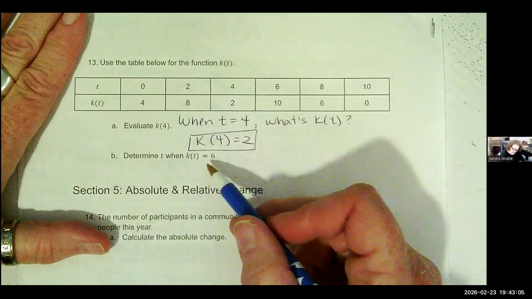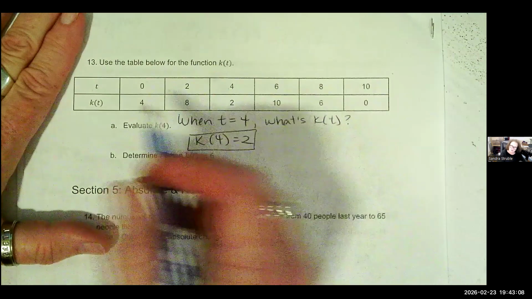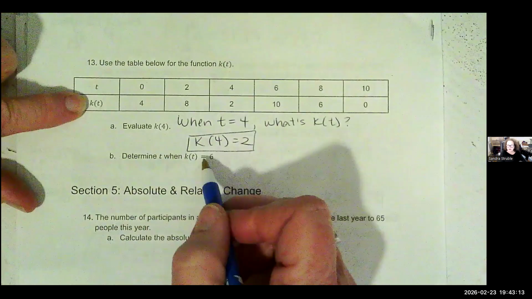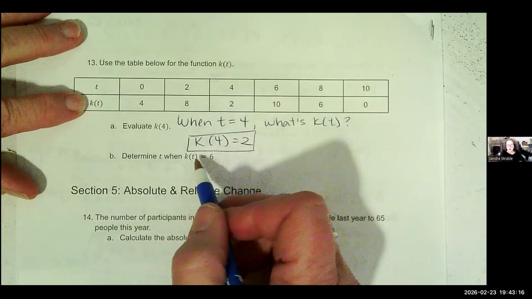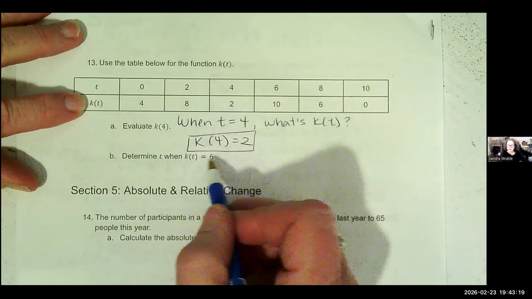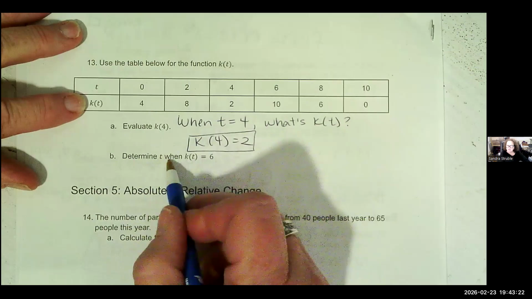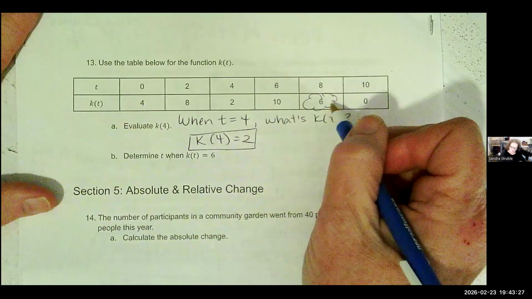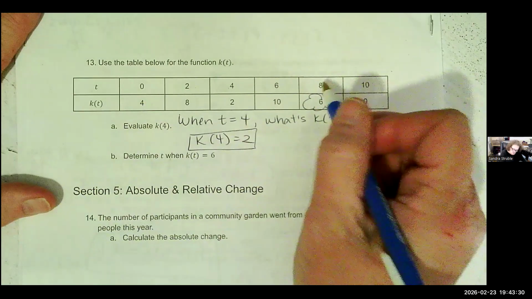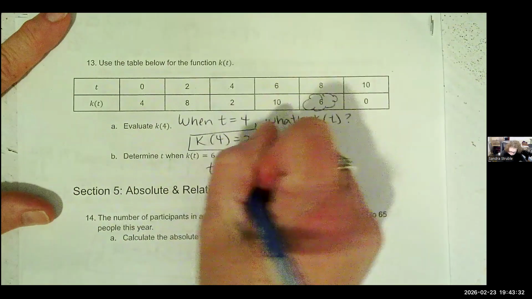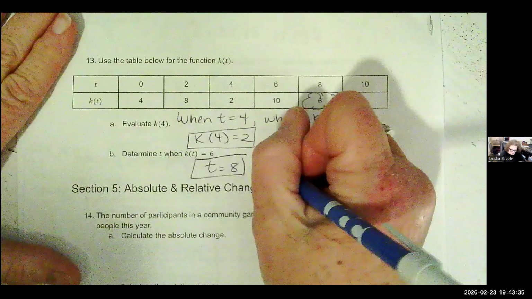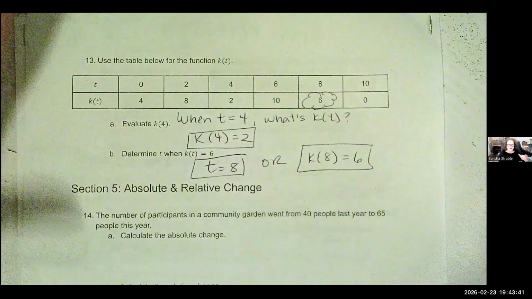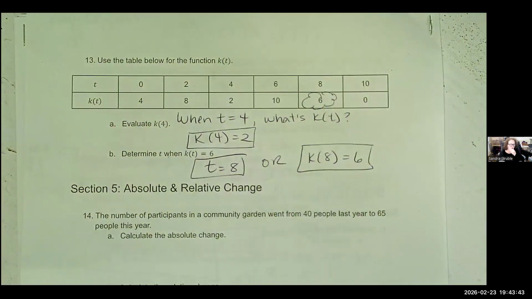Determine t. So we're going to be looking up here for our answer. Determine t when k of t equals 6. So I ask myself, when k of t equals 6, what is t? So I come along here and I find 6 right there. What is t in that location? It's 8. So you can write t equals 8. Done. Or you can write k of 8 is equal to 6. Booyah. Don't write both. Again, just write one. That's all I'm looking for. All right.